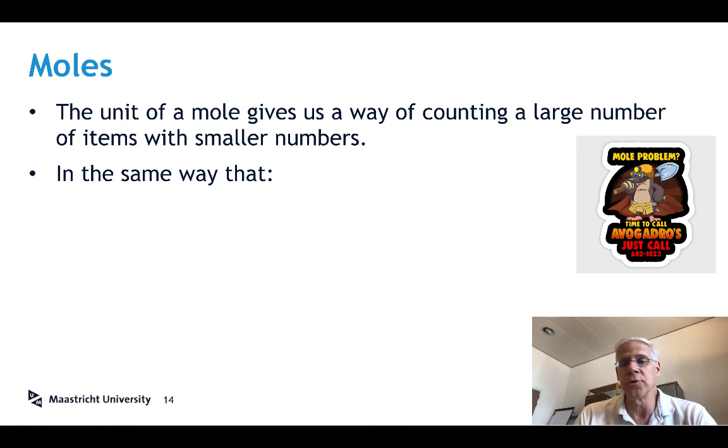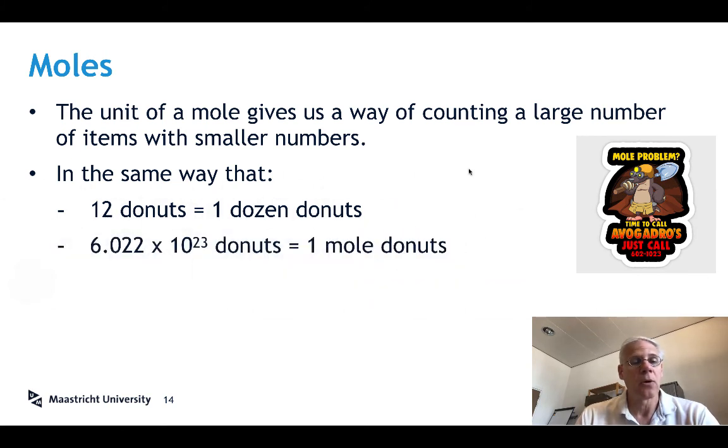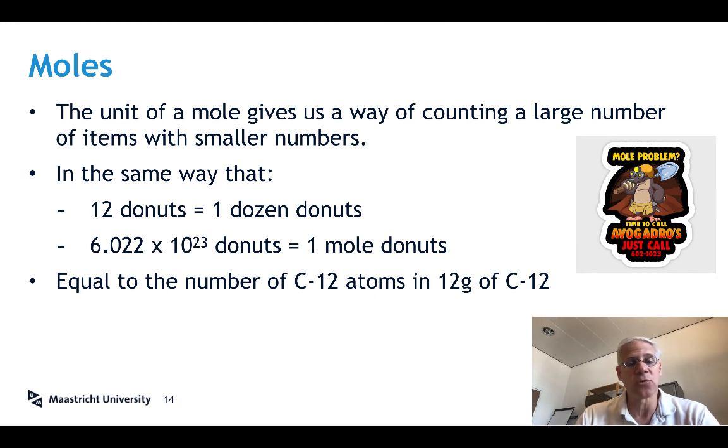So one of the more important units that we use in chemistry is something called a mole. A mole is really the same thing as a dozen. It gives us a way of counting a very large number of items just using smaller numbers. And so, for example, 12 donuts is equal to 1 dozen. In the same way, we have 6.022 times 10 to the 23 donuts. It's a whole lot of donuts. That would give us 1 mole of donuts. So the value for a mole is 6.022 times 10 to the 23rd, in the same way that 12 is always equal to a dozen.